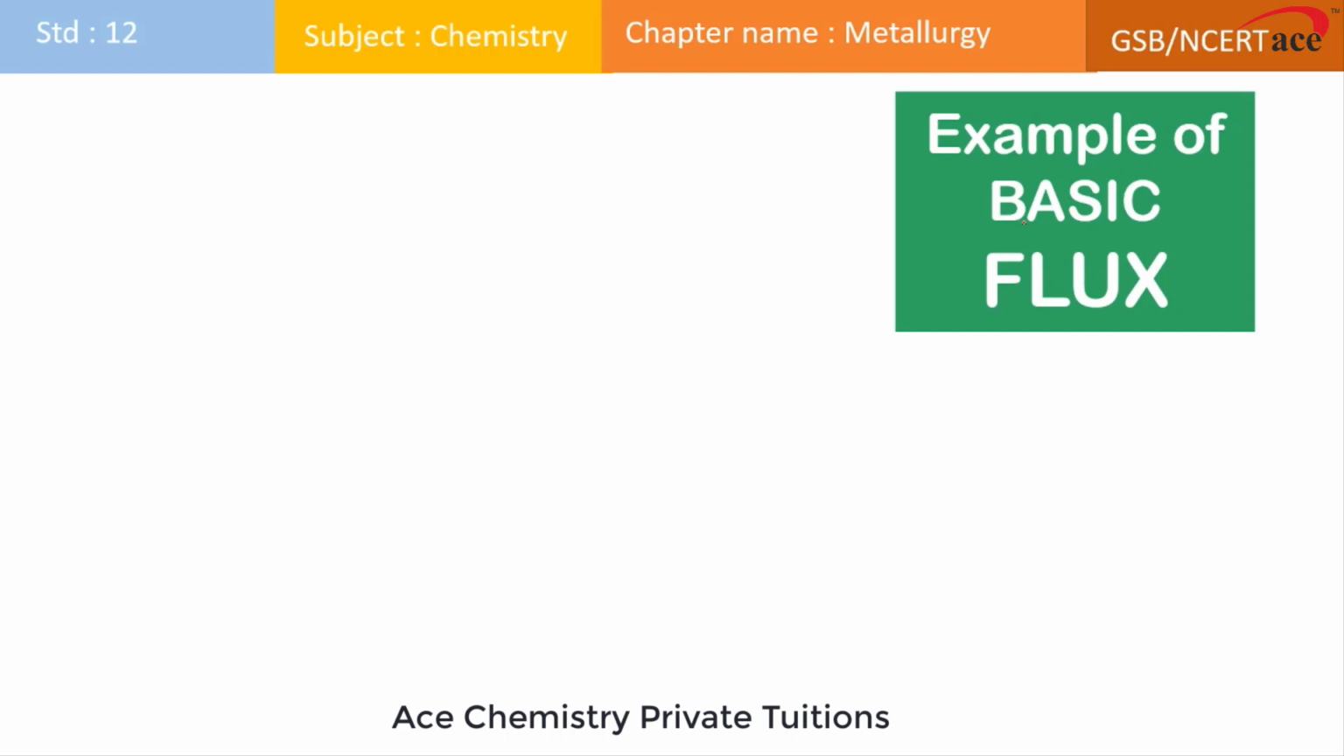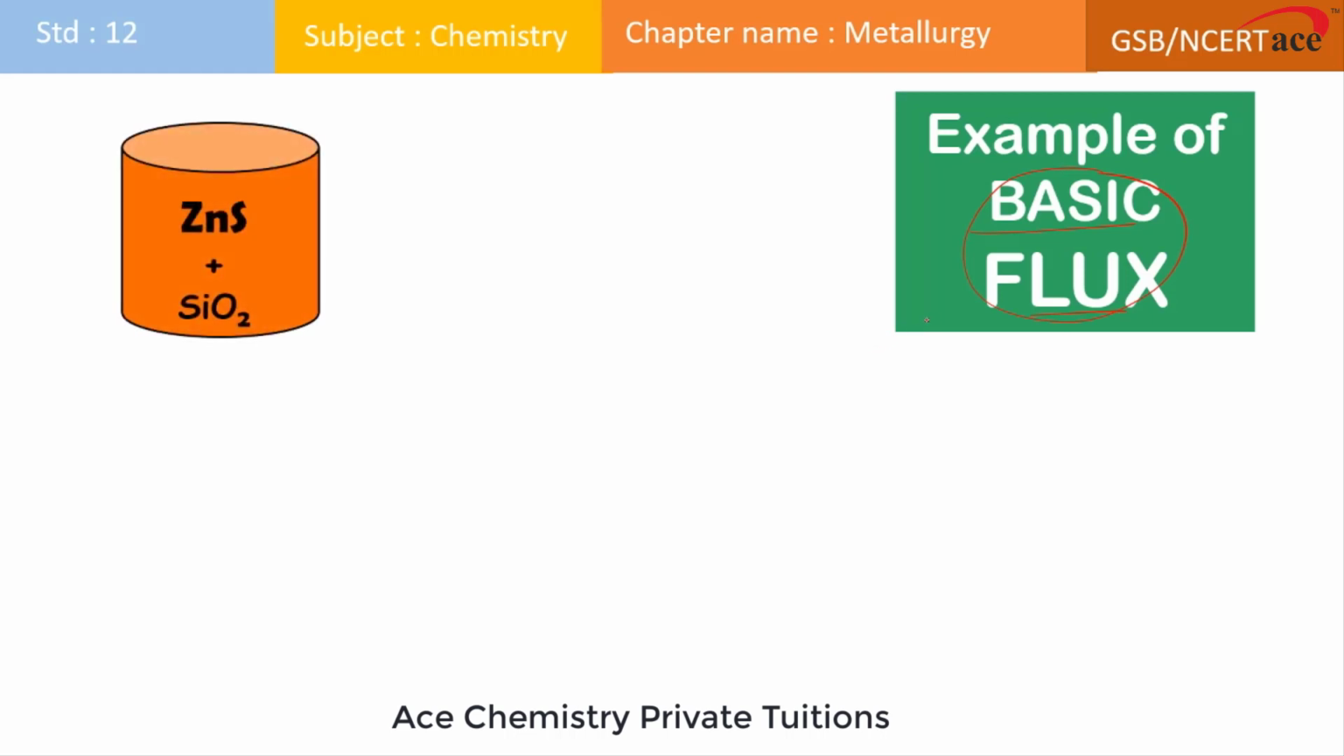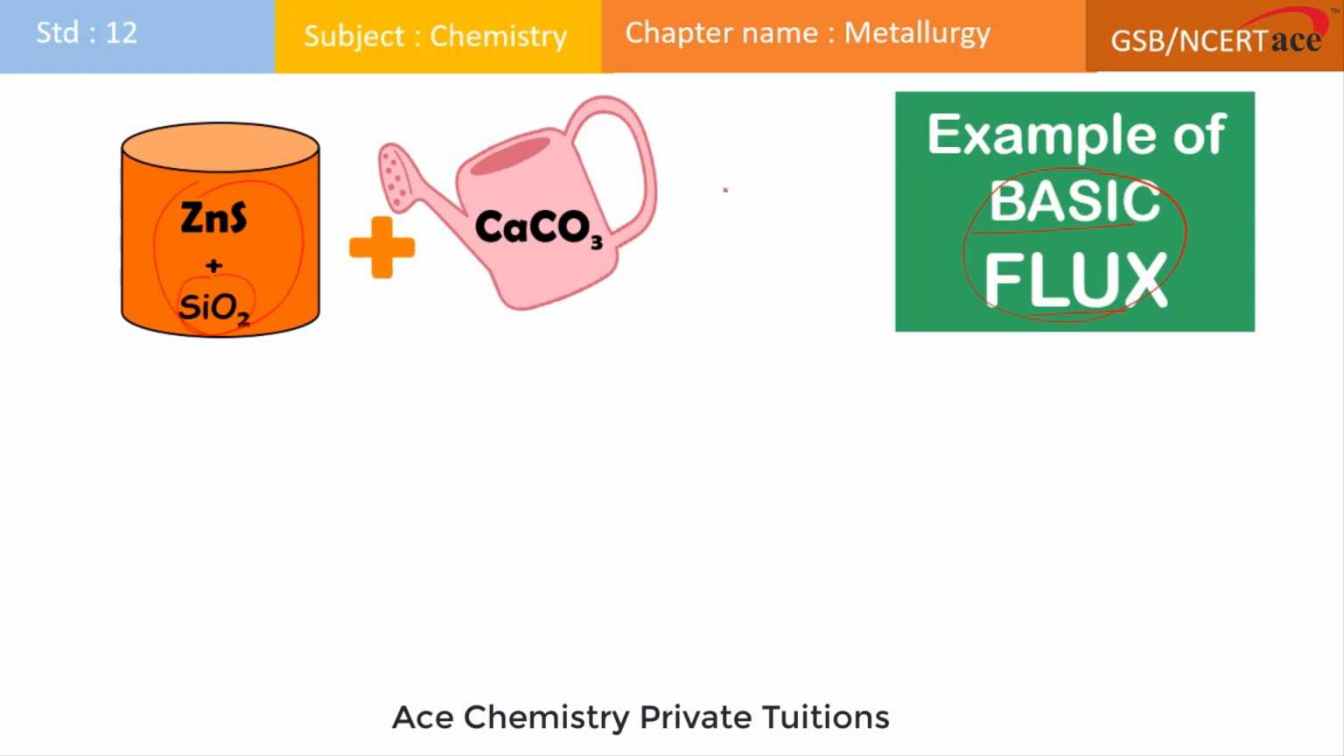Now the question is, when to use basic flux. Students, we can use basic flux only if the gangue present is what? Acidic. Suppose the zinc sulphide contains silica as an impurity. In the previous cases the zinc sulphide was associated with the oxide of calcium, but sometimes zinc sulphide is associated with silica. Now silica is what? An acidic compound, and to remove an acidic compound we have to add what? A basic compound. So here we have to add basic flux. As an example of basic flux, we can take what? Calcium carbonate.